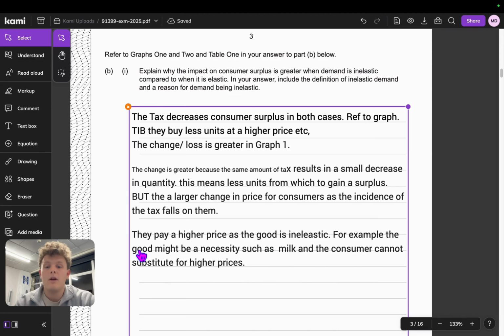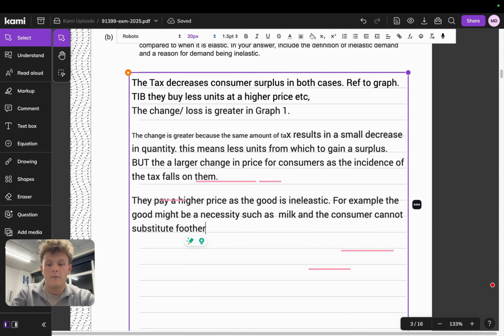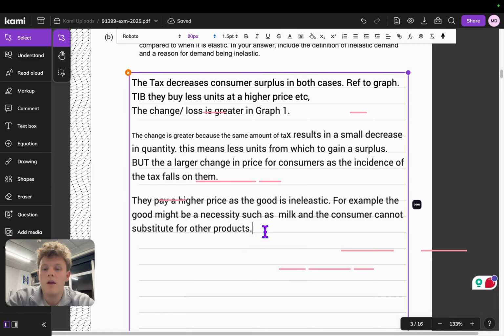For example, the good might be a necessity such as milk, and the consumer cannot substitute for other products.